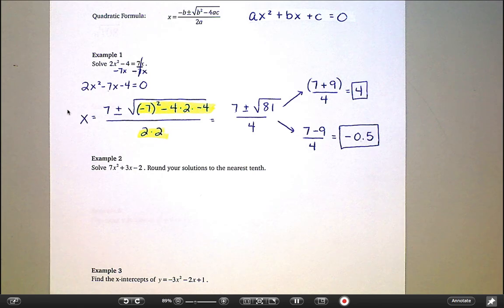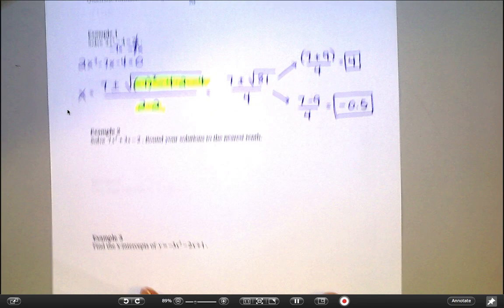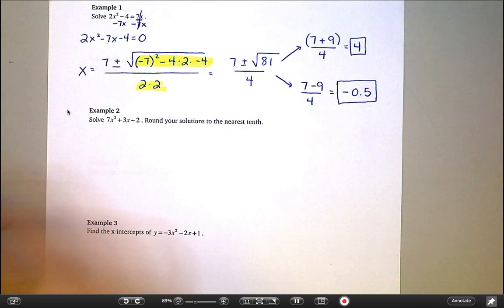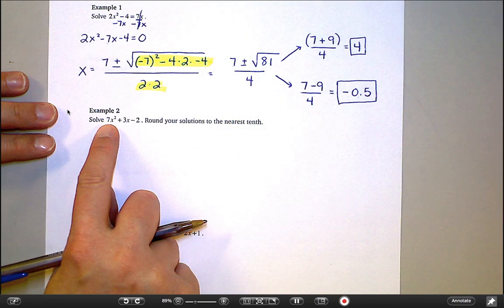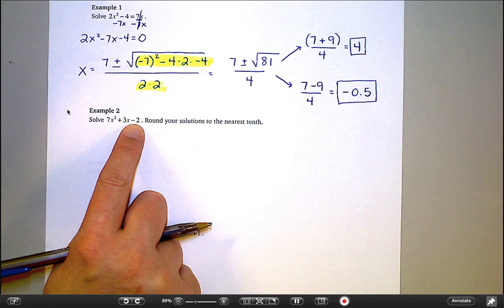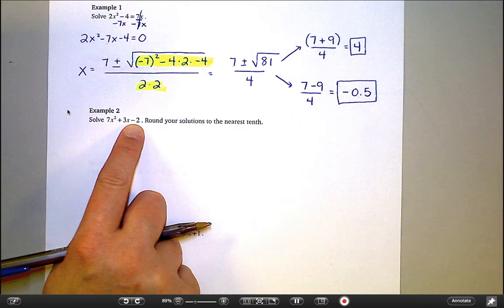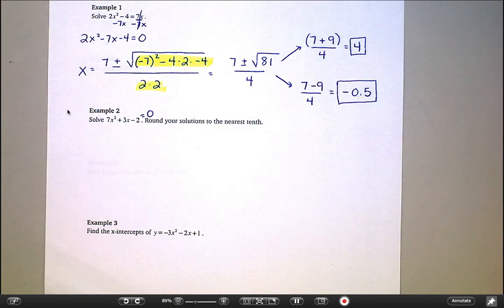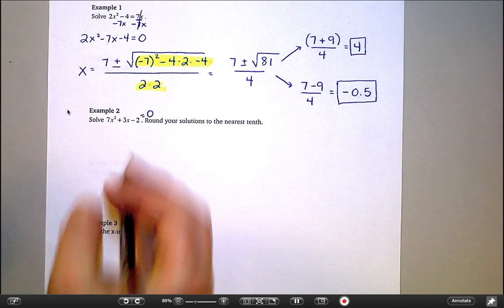Okay, so let's move on to example 2. And I just caught a mistake that I made in example 2, which is why I kind of got distracted midway through that problem. This isn't set equal to anything, so I can't solve it because it's not an equation. This should be equal to 0. Okay, and that should have been written as part of the original problem. But okay, so it says solve and round your solutions to the nearest tenth, which is maybe an indicator that our answers aren't going to come out so clean and pretty this time around. Okay, but let's try it.